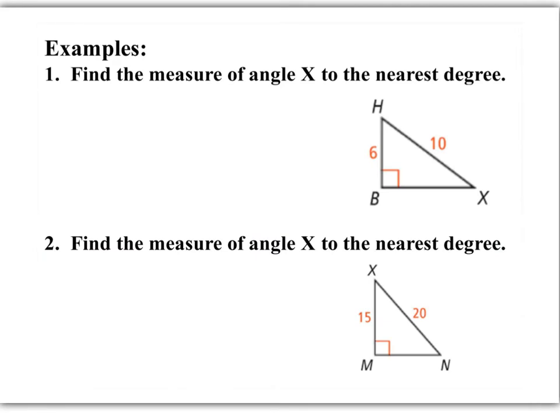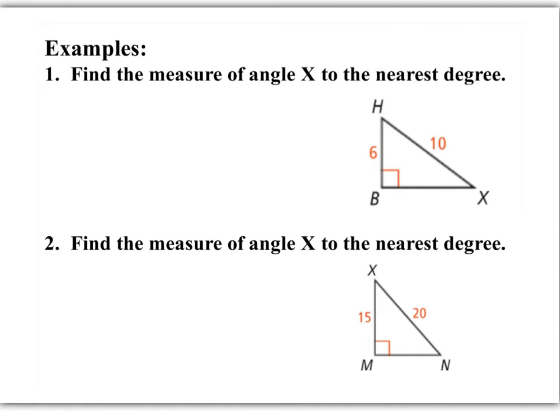So now we will begin our examples on finding missing angle measures using our inverse trig functions. Please pause the video and copy down examples 1 and 2. Let's start with example 1. In example 1, it asks us to find the measure of angle x to the nearest degree.